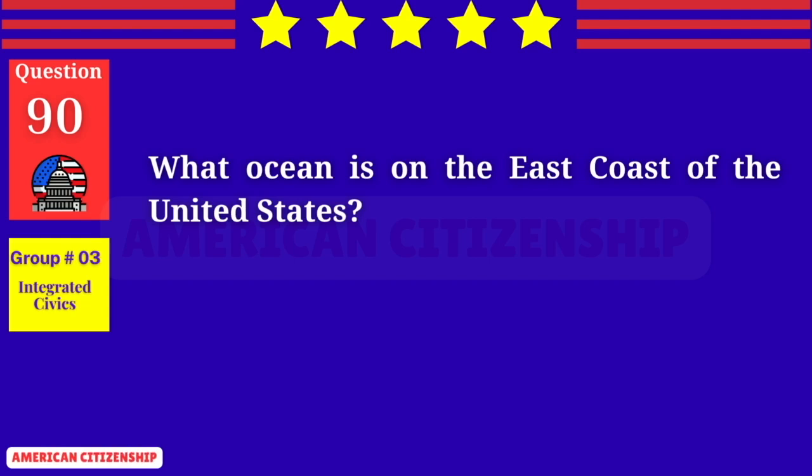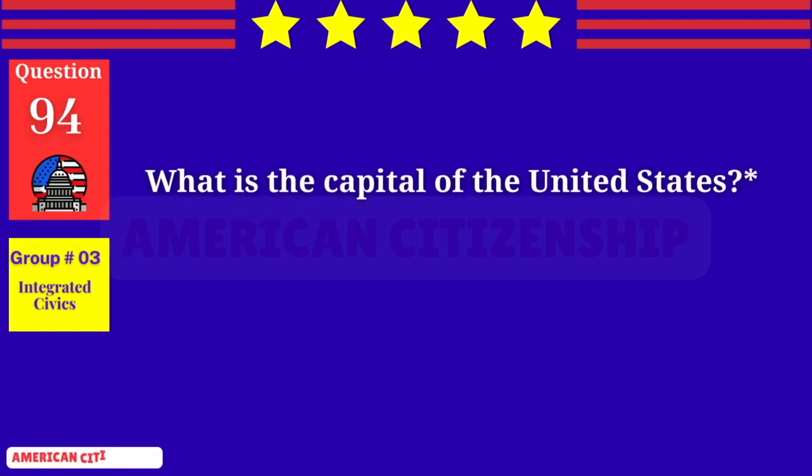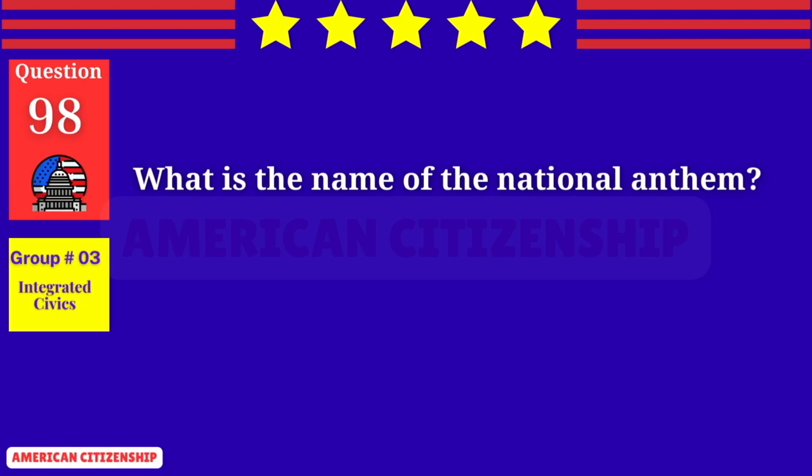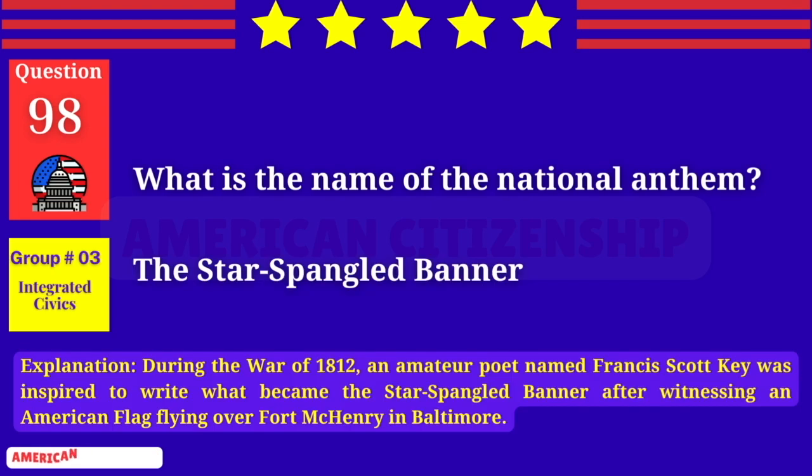What ocean is on the east coast of the United States? Atlantic Ocean. What is the capital of the United States? Washington, D.C. What is the name of the national anthem? The Star-Spangled Banner.